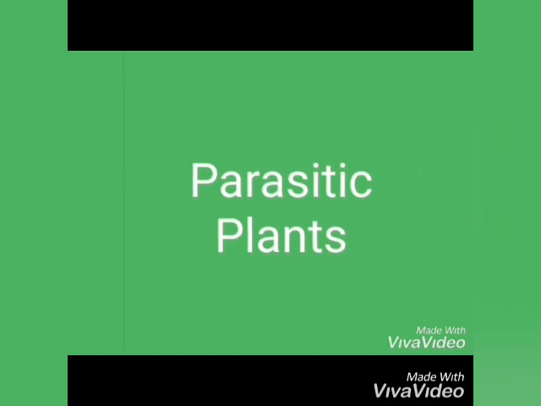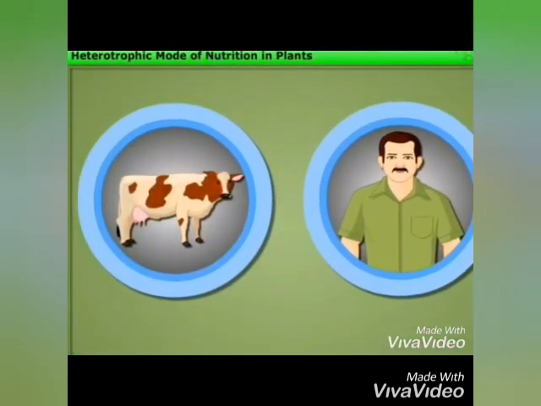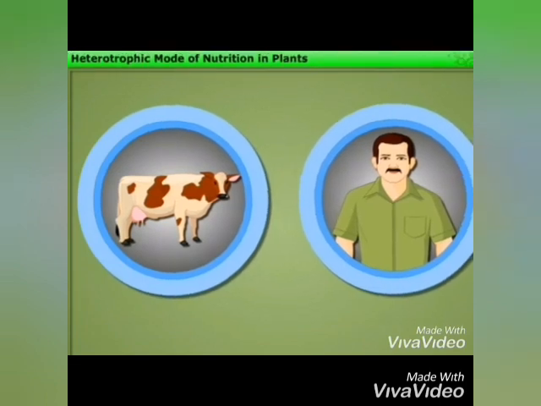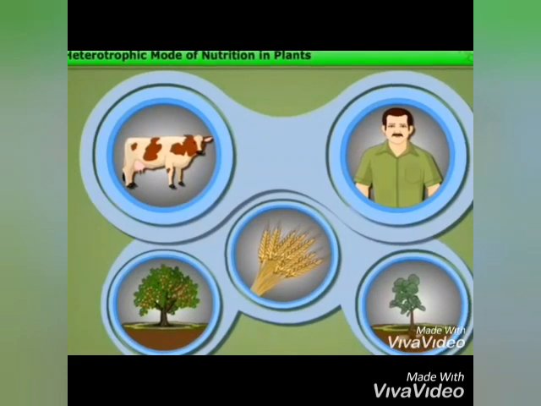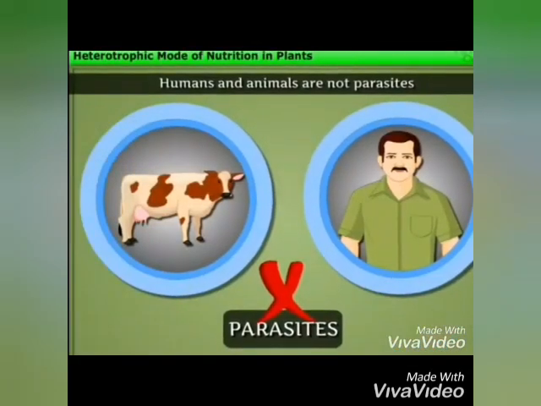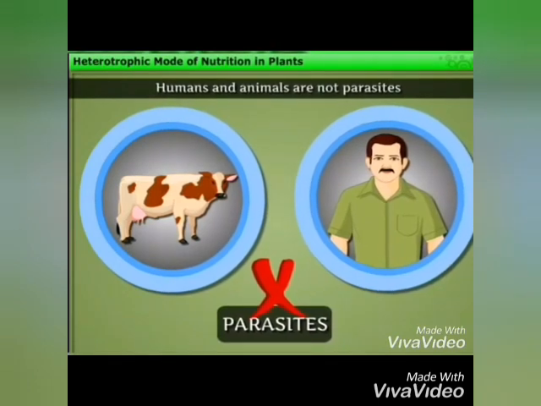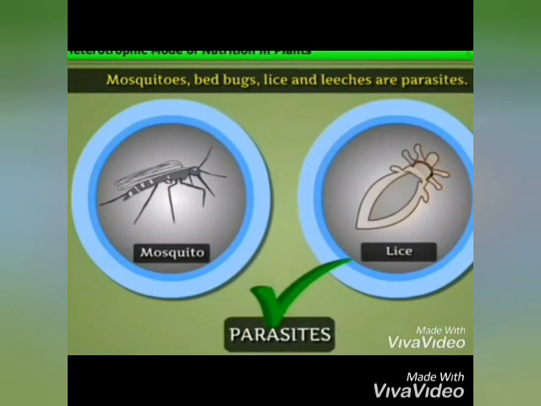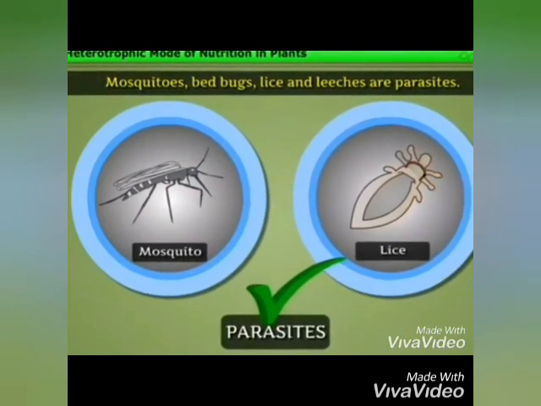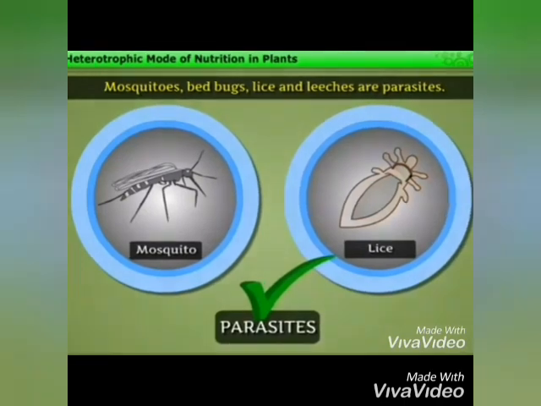We humans and animals cannot prepare our own food. So, we depend on plants for our food. But we are not parasites as we are not directly depriving the nutrients from the plants. But mosquitoes and lice are called parasites because they directly deprive blood from humans and animals. Now we'll see about parasitic plants.